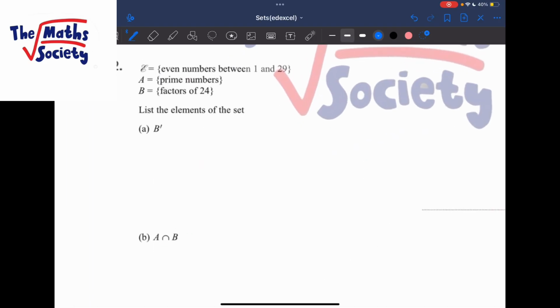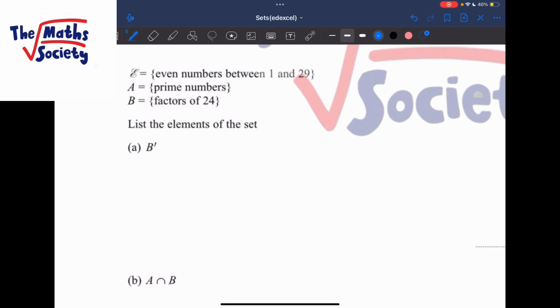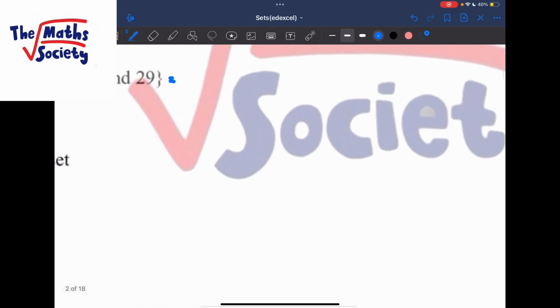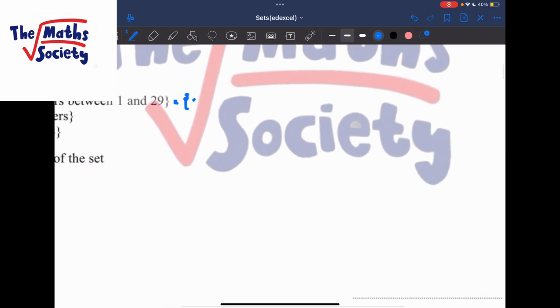So question 2, it says that the universal set is the even numbers between 1 and 29, A will be prime numbers, B will be factors of 24. What I would recommend is that when they give you this kind of set, you write down the numbers that will be included in there, just to make it a little easier. So first of all, the even numbers between 1 and 29, right? So we're just going to write down all the even numbers. We're going to start at 2, 4, 6, 8, 10, 12, 14, 16, 18, 20, 22, 24, 26, 28.